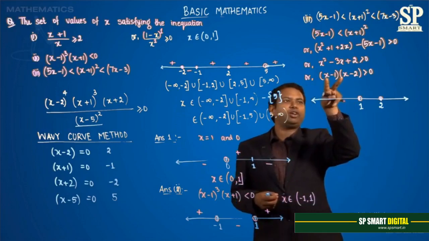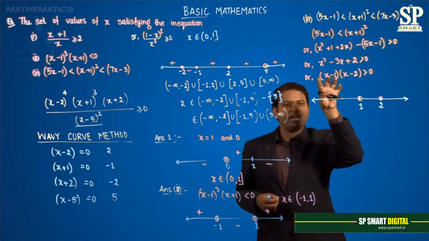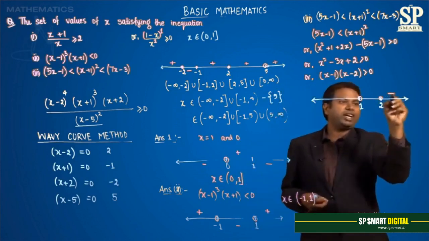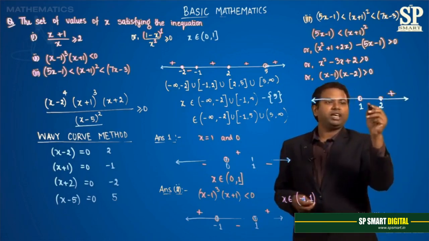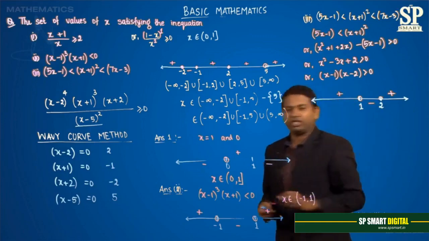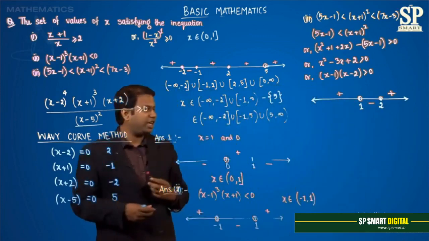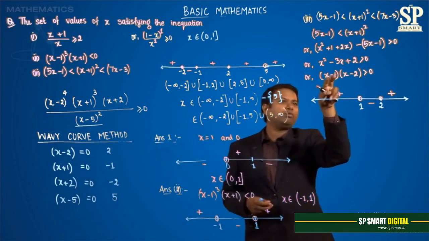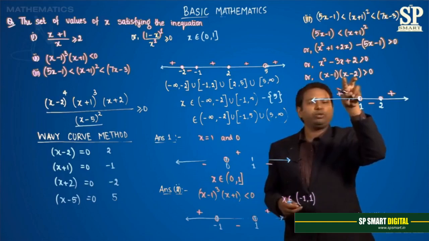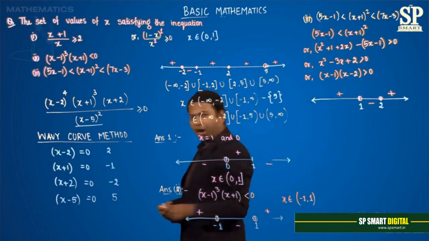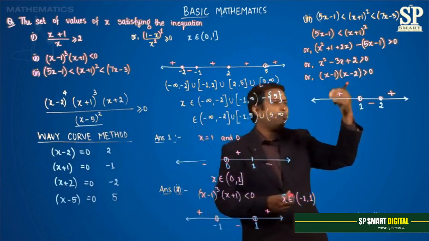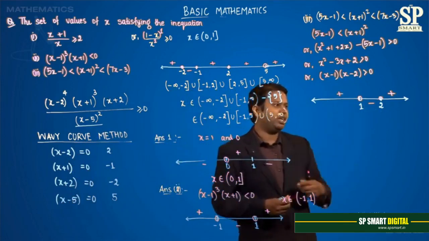Since the coefficient of x square, which is the leading term in this case, is positive, on the right hand side we'll have positive sign, here we'll have a negative, and here we'll have a positive. Let us check for the sake of verification. Let us put x equal to 0. So 0 minus 1 makes it minus 1, into 0 minus 2 makes it minus 2, minus 1 into minus 2 is a positive number, and that is how we have a positive sign here. So our method is correct.